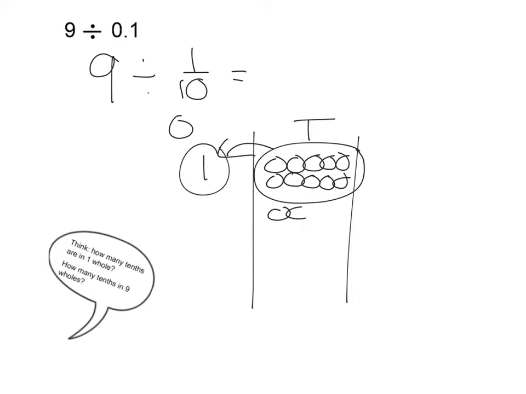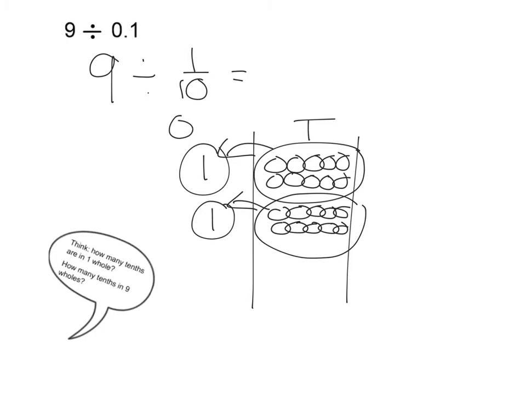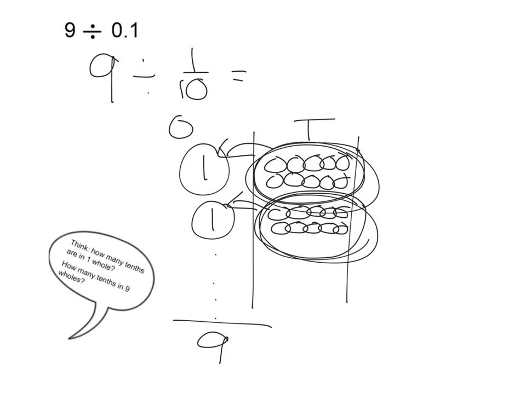So then I need 1, 2, 3, 4, 5, 6, 7, 8, 9, 10. That's another 10 tenths, and that makes another whole. How many times do I need to do this to get 9 wholes? Well, I'd have to do this 9 times. So if one group is 10 and 2 groups is 20, I have to get all the way to 90. So 9 divided by 1/10 equals 90.